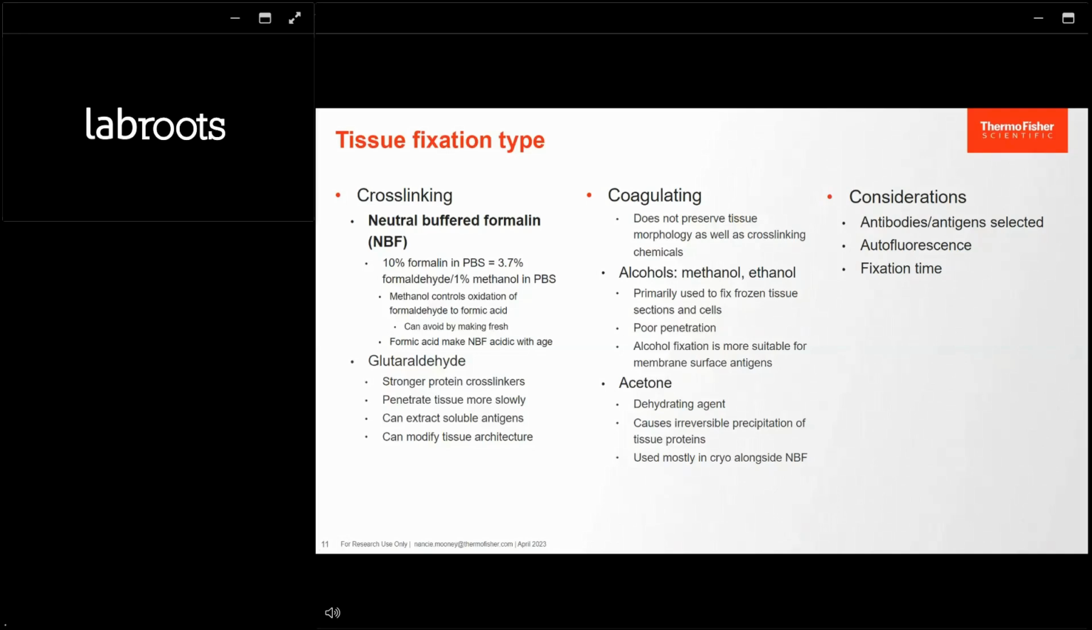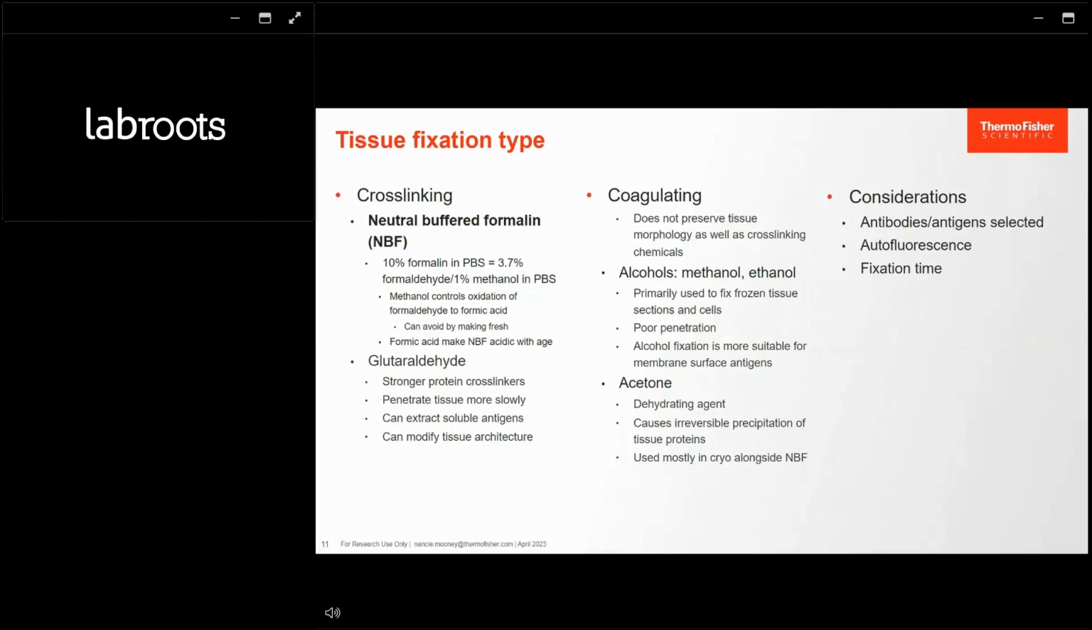So some of the considerations you want to take into account when choosing your fixation type is what kind of antigens you're trying to detect and whether or not you're going to be using antibodies. Certain antibodies have suggested fixation types that work best for them, and it's worth looking at your product's literature before you make a decision. Another thing to consider is if you're using a fluorescent detection modality, think about the autofluorescence. So you might not want to use glutaraldehyde if you're thinking of using a fluorescence detection modality.